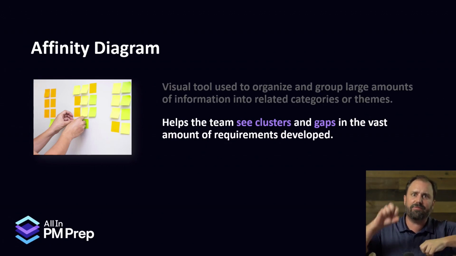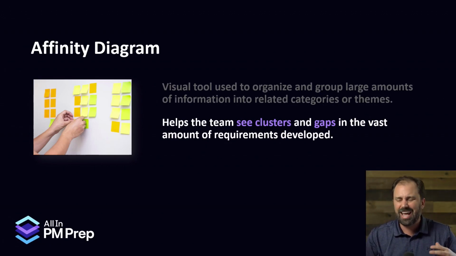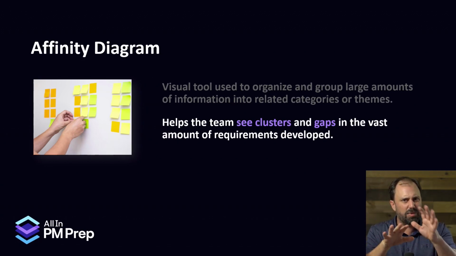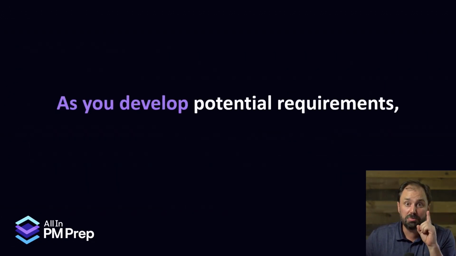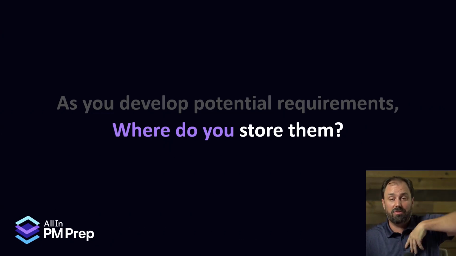These are the ones related to safety. These are related to the different features inside the vehicle, whatever it is. And it helps the team see the clusters, see the gaps, put their focus on developing more requirements or seeing overlaps that we have. Just cleans it up, all right? Affinity diagrams. Now, as you develop all those potential, right? I said potential. We're not tying ourselves to these things yet. Potential requirements. Where do you store them? We said we could put them on the wall to organize them with an affinity diagram, but we need some ways that's more official, right?